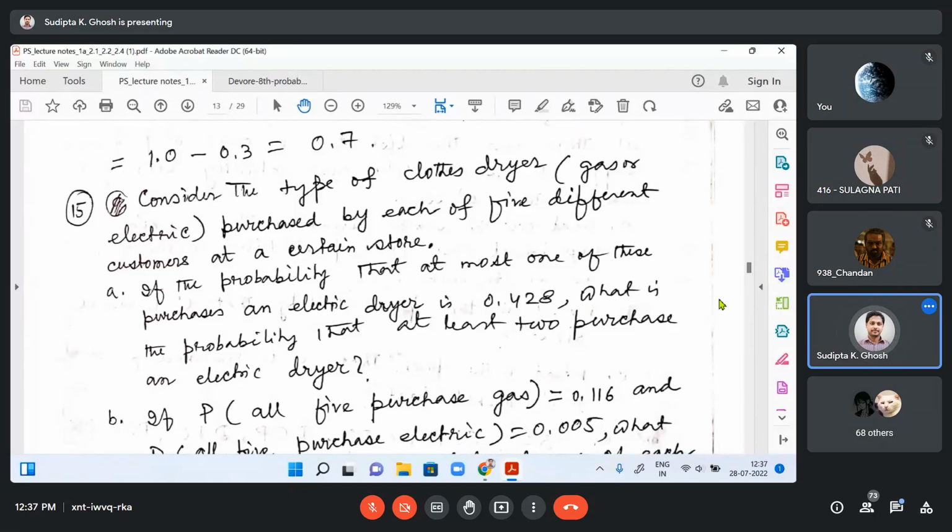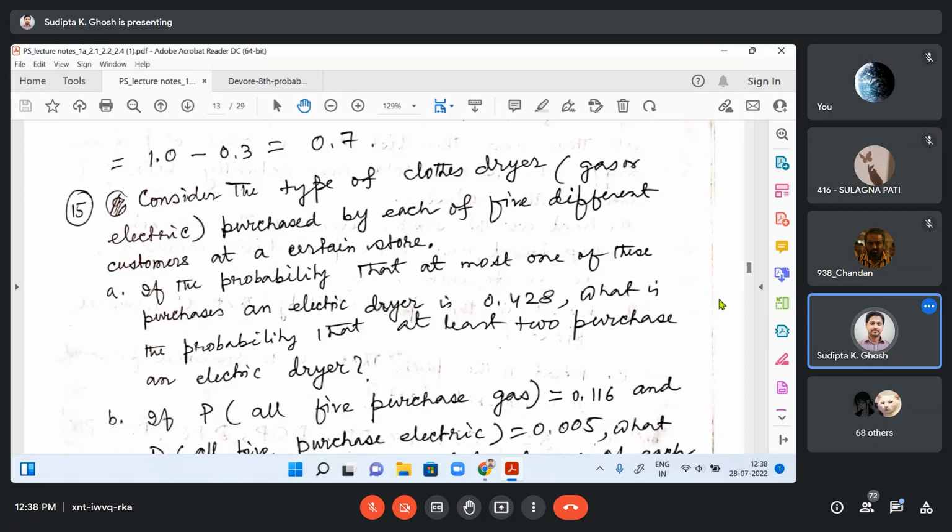Suppose there is a store and 5 different customers visited to purchase a clothes dryer. Gas dryers are available, and electric dryers are also available in the store. The 5 customers have purchased 5 clothes dryers, but you don't know which type they have purchased. It may be a gas dryer, it may be an electric dryer. Anything can happen, you don't know in advance. Now, on that basis, they have asked a question.